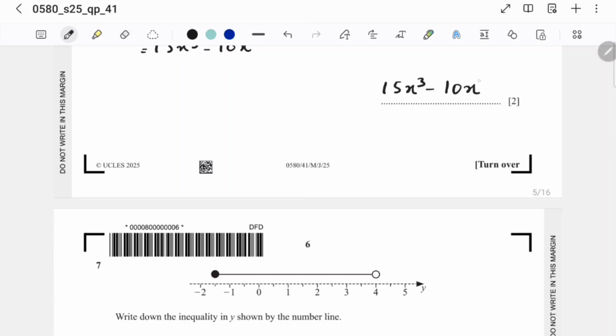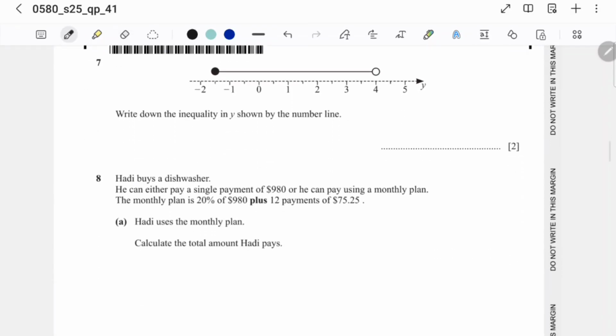Then after that, we have a number line. In number line, 7th question, write down the inequality in y shown on the number line. We know that it is minus 1.5 and it is till 4. But at 4, the circle is not filled, so it means that it is not included. So we are getting minus 1.5 is less than or equal to y, because they are talking about y, is less than 4. So this is the answer for the question in terms of inequalities.